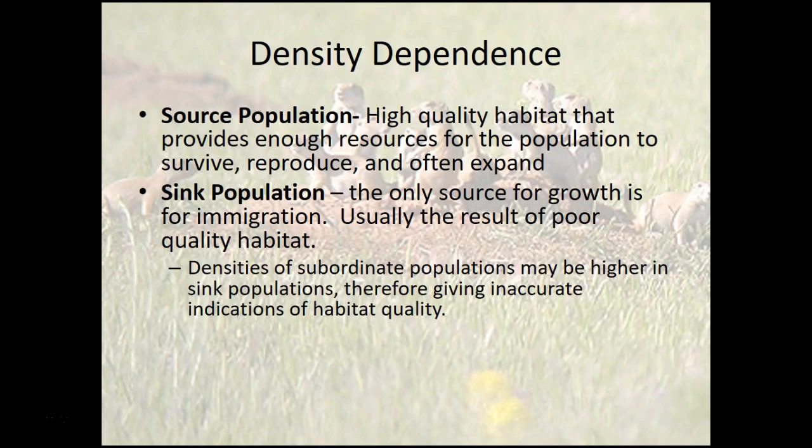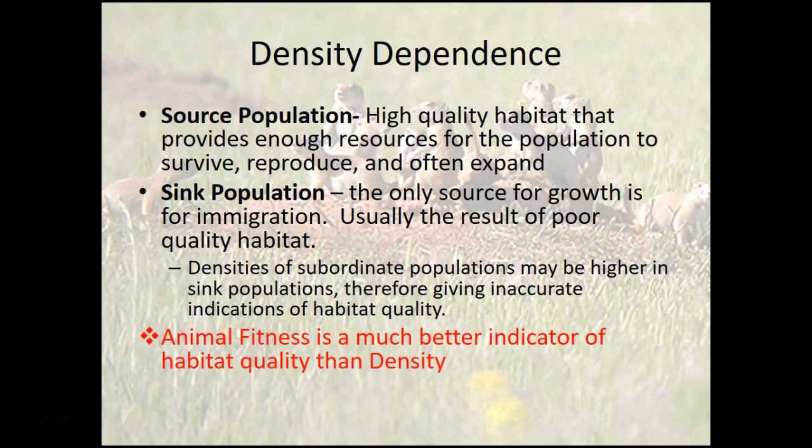So densities of subordinate populations may be higher in sink populations. We could have a really high density of animals in those sink populations, and if we just looked at one snapshot in time, we wouldn't get an accurate idea of what's really going on with habitat quality if we made that assumption again that high density equals good quality habitat.